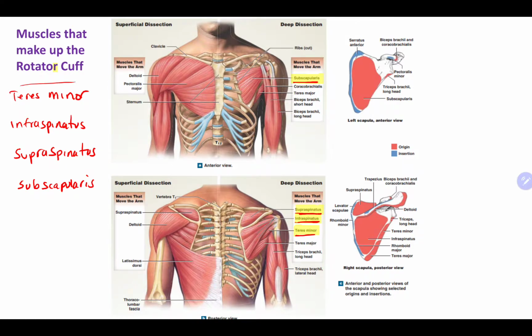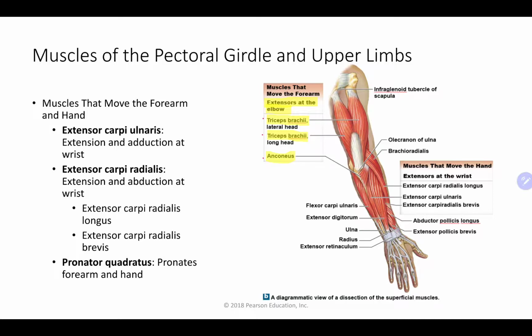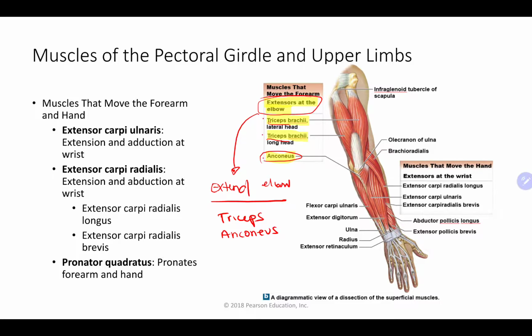Okay, these are the muscles that make up the rotator cuff. Now, for the muscles that make up the pectoral girdle and the upper limbs, there are going to be some muscles that will extend the arm. Muscles that will extend the arm are going to be your triceps and your anconeus muscle. So muscles that will extend your elbow are the triceps and the anconeus.